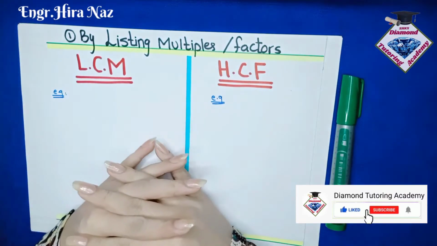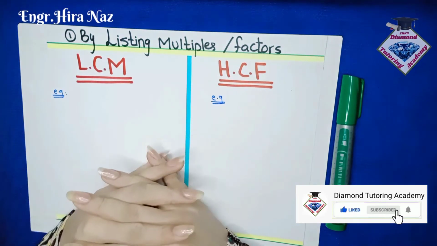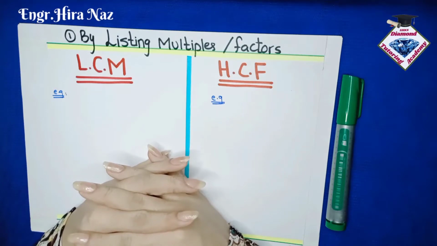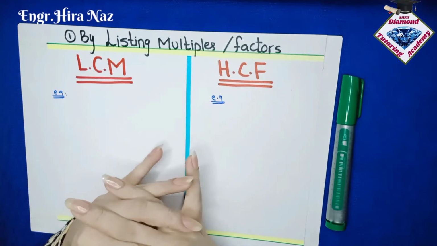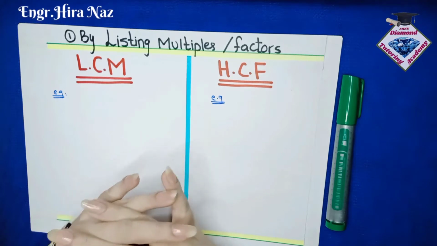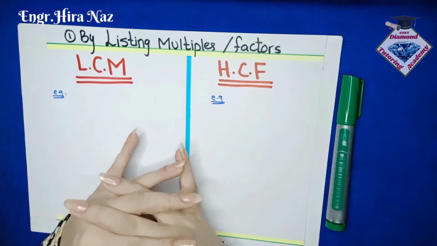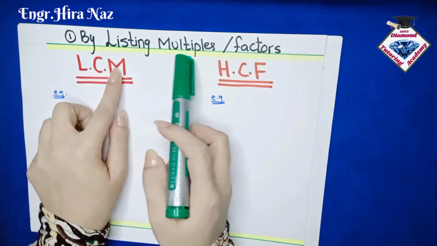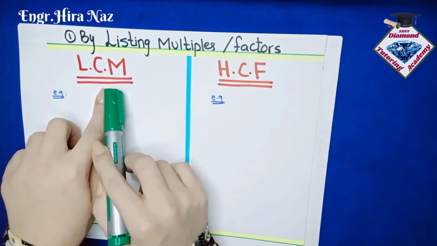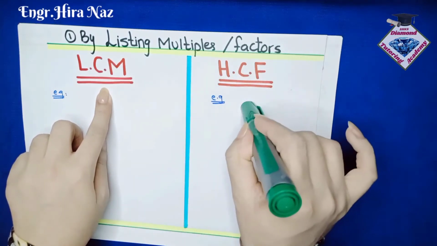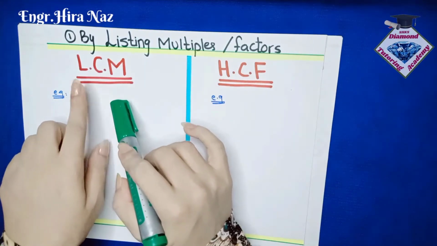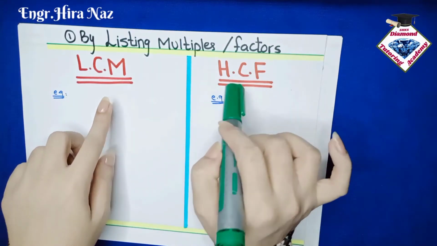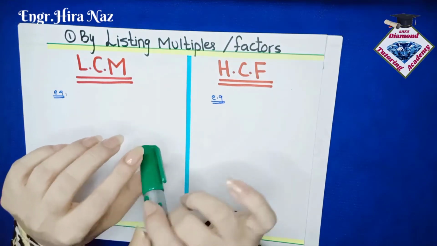Today, I'm going to discuss LCM and HCF in great detail for you. In this video, I'm going to discuss the whole concept of LCM and HCF by comparing all the methods we use for LCM and HCF. So let's start. The first method is by listing all multiples in case of LCM and by listing factors in case of HCF. As you already know, LCM is least common multiple and HCF stands for highest common factor.